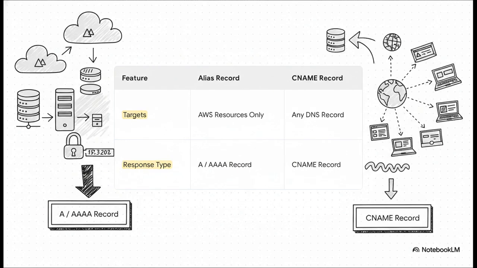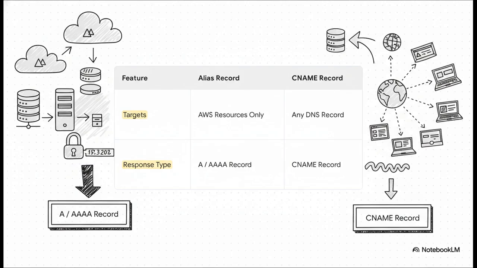Now, another critical difference is what they can point to. A CNAME is standard, so it can point to any DNS name anywhere on the internet. An alias record, though, is an AWS-specific thing. It can only point to specific, supported AWS resources.